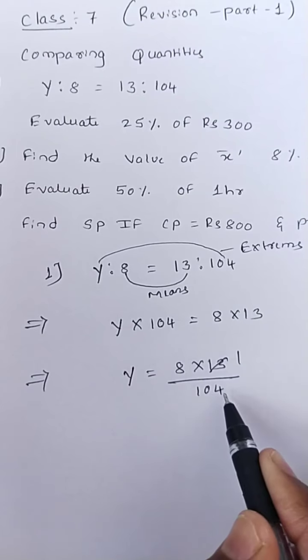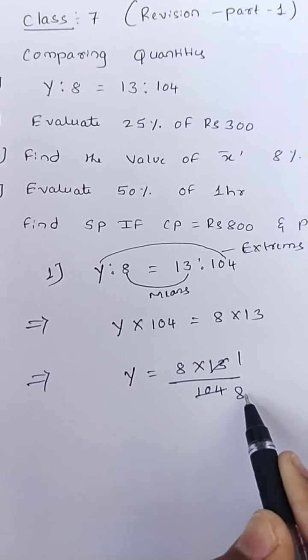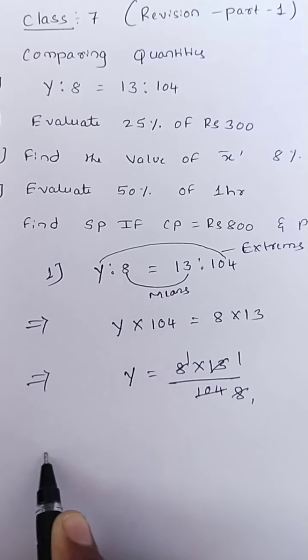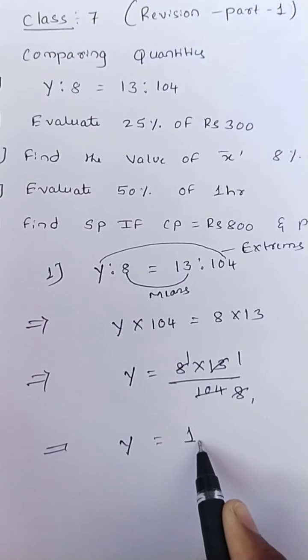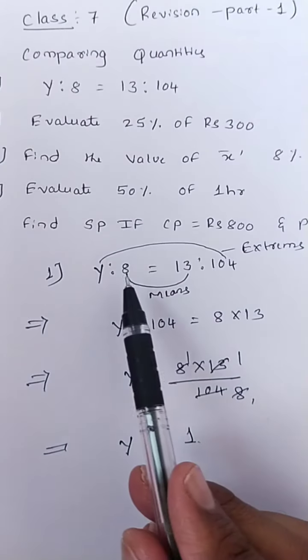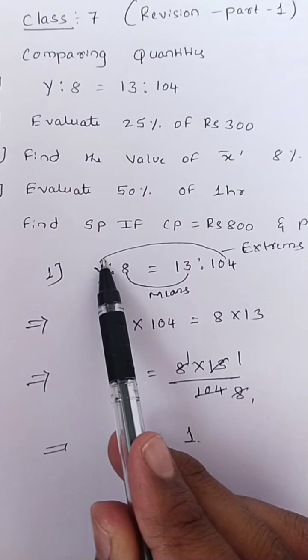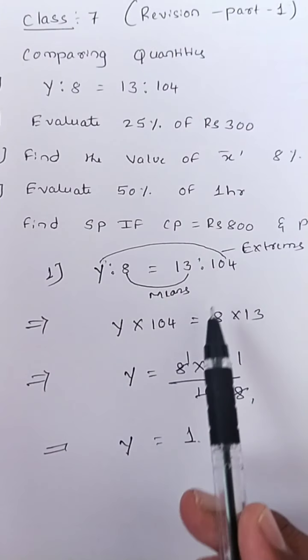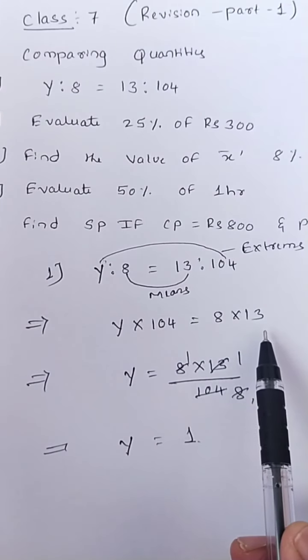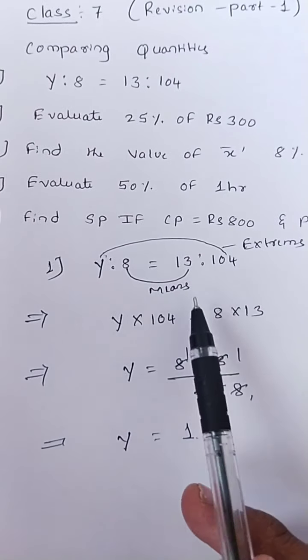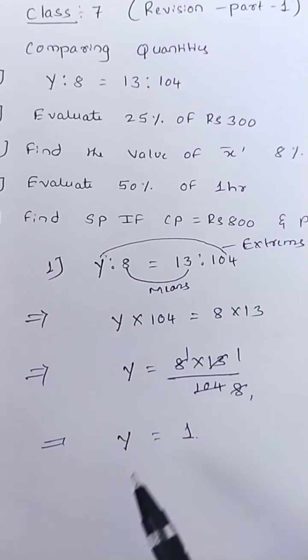Again, 13 ones are 13, 8 ones are 8. So y is equal to 1. So the first thing you do is multiply: y into 104 is equal to 8 into 13. Such types of problems you have to solve from your exercise.